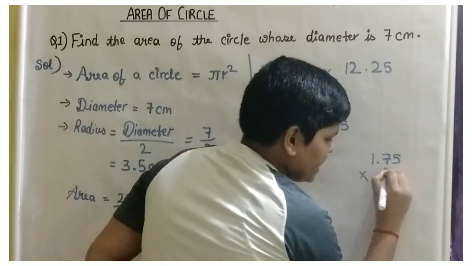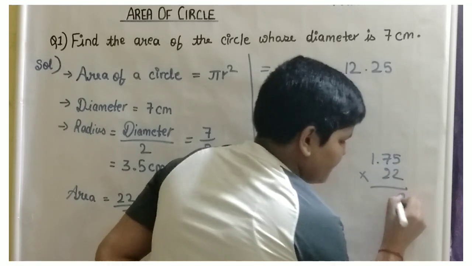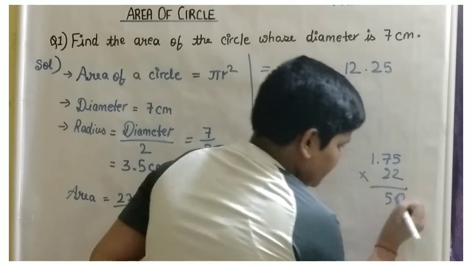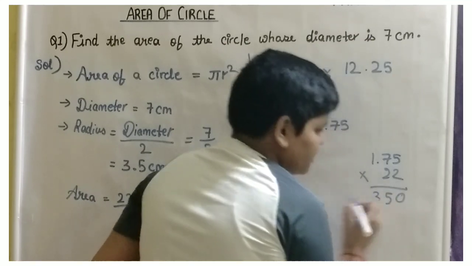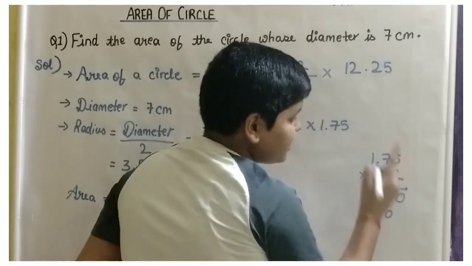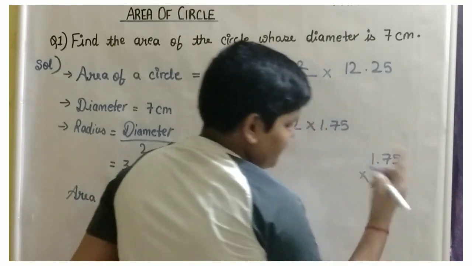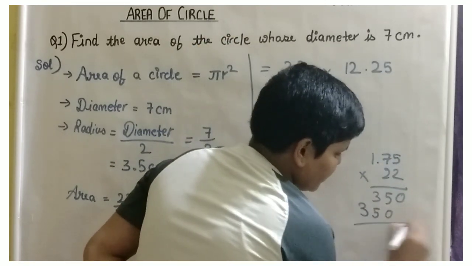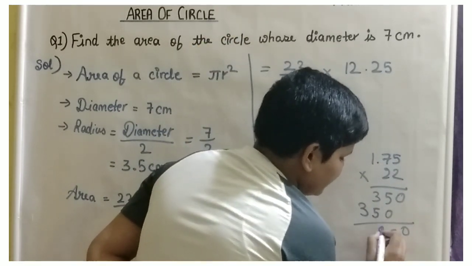1.75 into 22. 2 5s are 10, balance 1, 2 7s are 14, plus 1 15, balance 1, 2 1s are 2, plus 1 3. 0, 5, 8, 3.